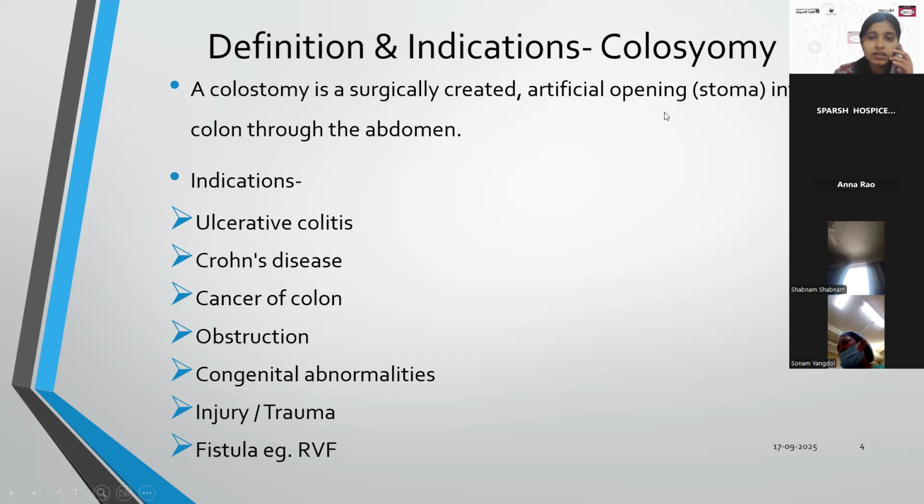So let us move to the types. Depending on the time period, how long the colostomy will be there, there are two types. One is temporary. Here it is normally done for diversion of the fecal material, so that you give rest to the colon and allow the stitches to heal. Later there may be a second phase surgery, or it may be closed at the later stages once the healing has taken place. So that is temporary colostomy.